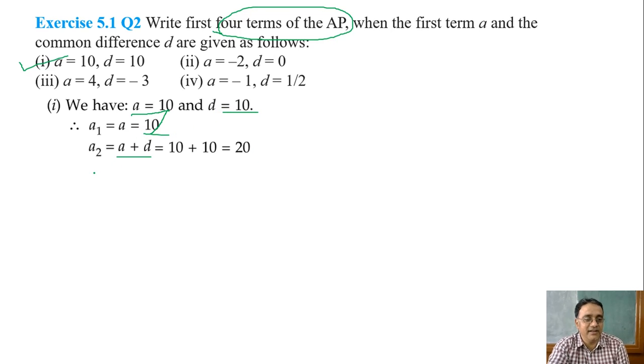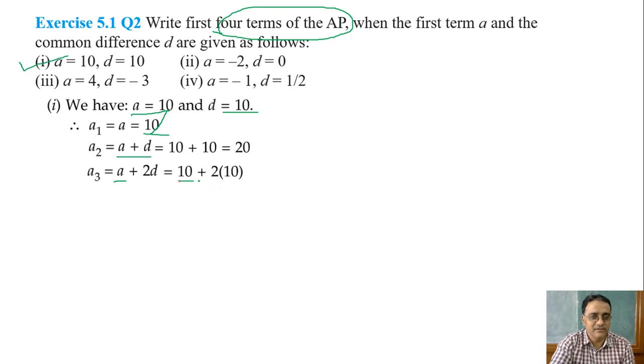Right. Now A3 का हम लोग थर्ड टर्म का जनरल फॉर्म देखे थे, a plus 2d था. Right? a plus 2d. So 10 plus 2 into 10. So what we are getting? 30. इसको हम लोग ऐसे भी लिख सकते हैं, a3 we can write a2 plus d. ठीक है, जो इजी लगे that form you can apply. So 20 plus 10, it will give 30.